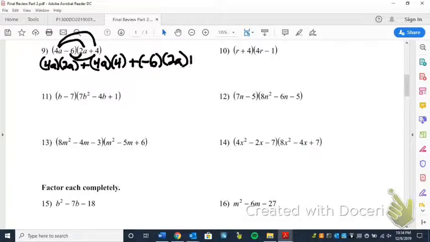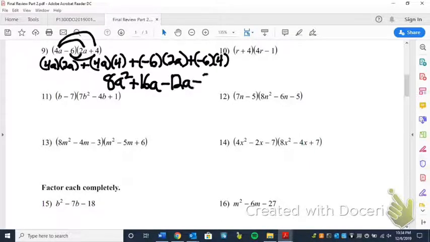And the last ones are going to be negative 6 times 4. Then do the multiplication. That's 8a squared plus 16a minus 12a minus 24. It's going to give us 8a squared minus 4a minus 24. And that's how we do it.